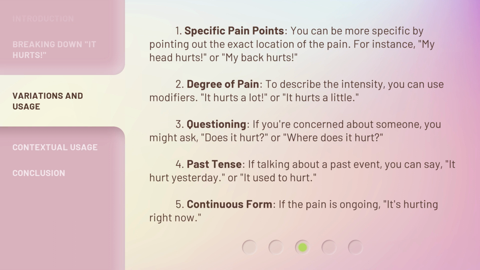4. Past tense. If talking about a past event, you can say, "it hurt yesterday," or, "it used to hurt." 5. Continuous form. If the pain is ongoing, "it's hurting right now."